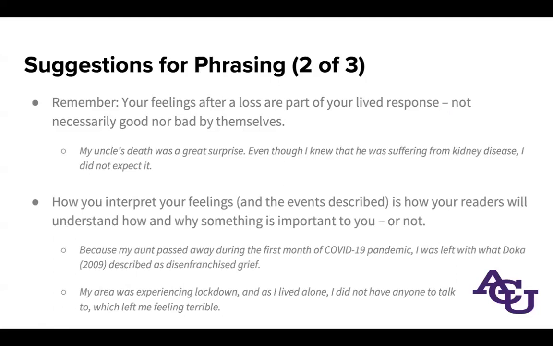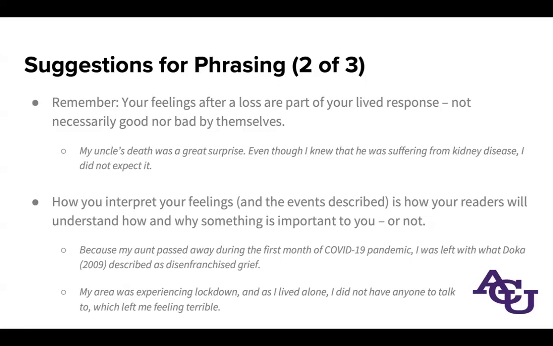Now, when you tell us how you interpret your feelings and the events that you describe. So, for example: my aunt passed away during the first month of the COVID-19 pandemic, and I was left with what Doka 2009 described as disenfranchised grief. My area was experiencing lockdown, and as I lived alone, I did not have anyone to talk to, which left me feeling terrible.